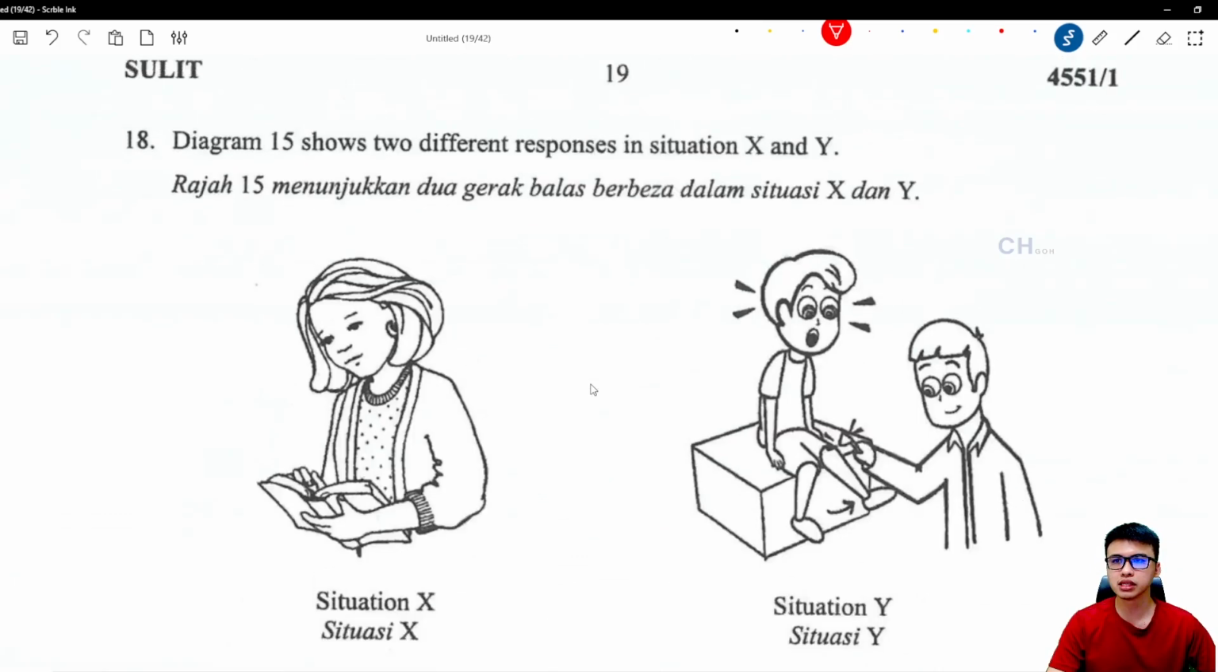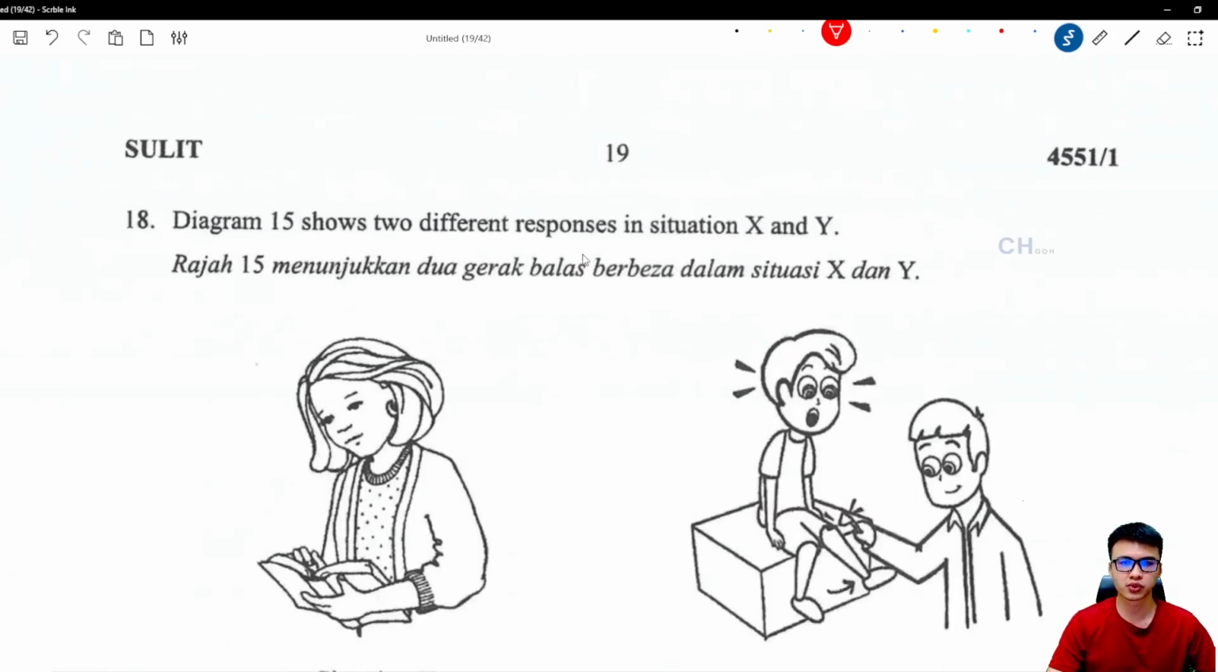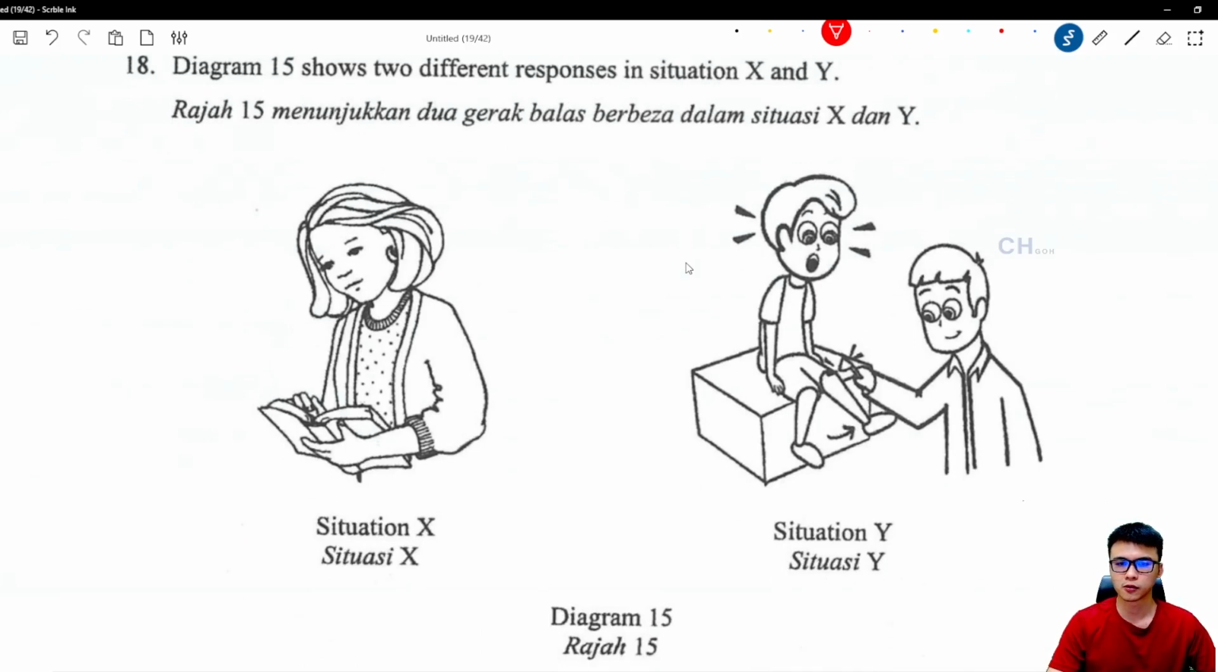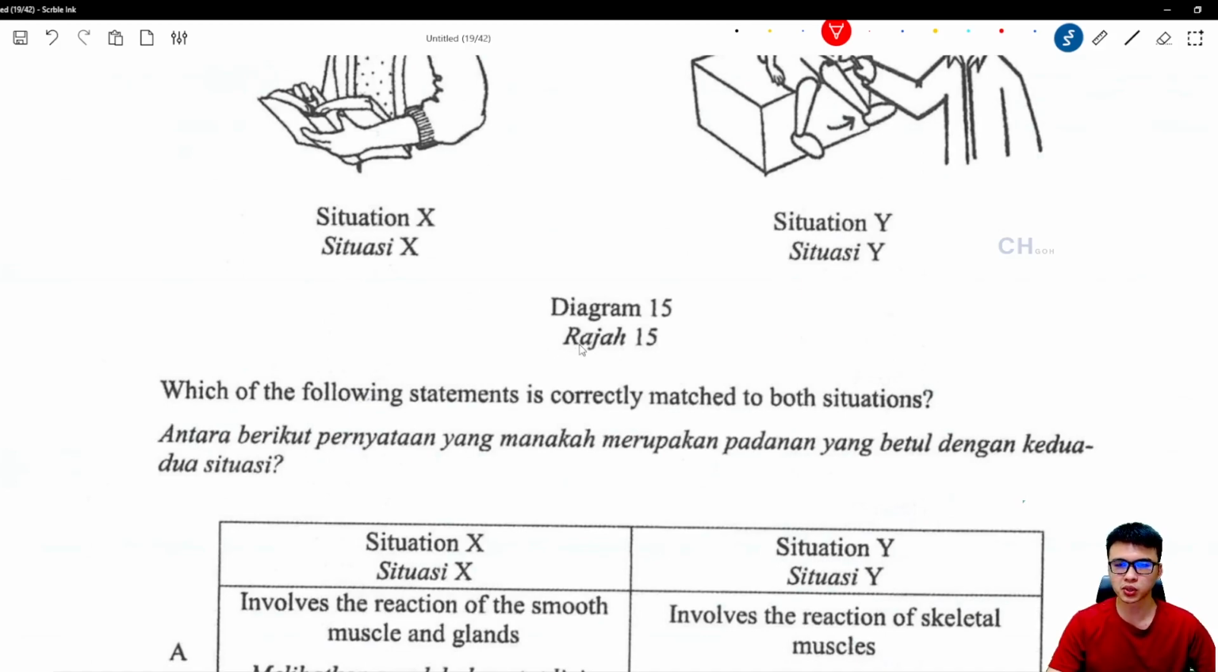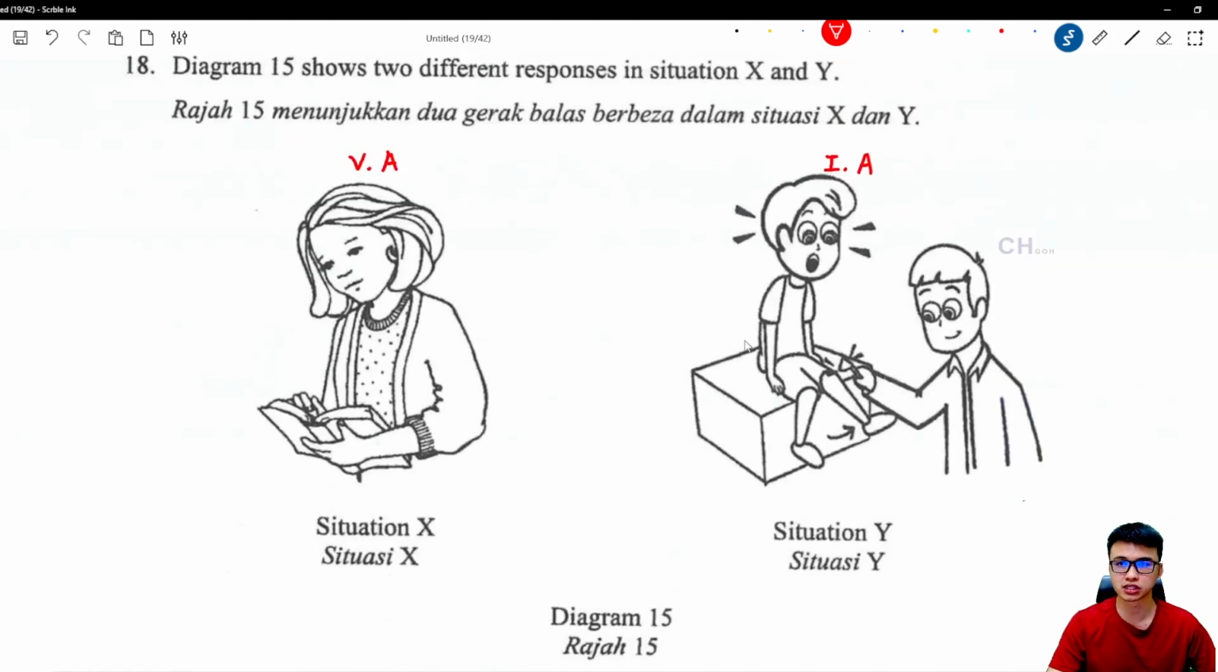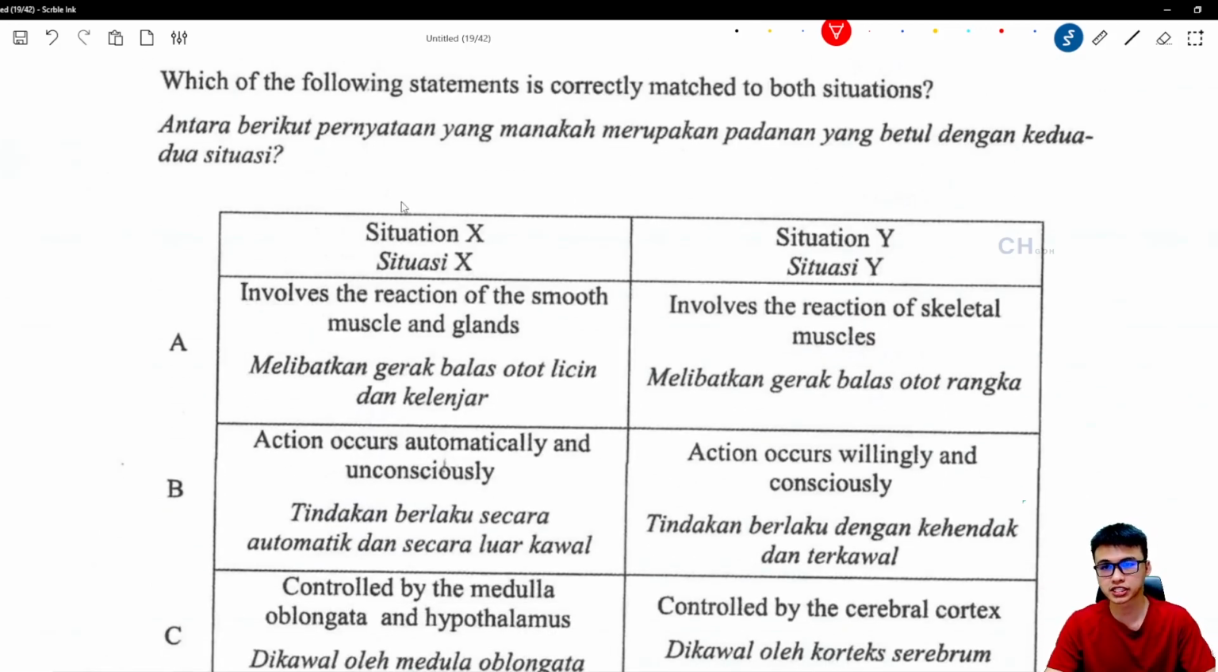Question 18. Diagram 15 shows two different responses in situations X and Y. Reading a book is a voluntary action. Knee-jerk is an involuntary action. So which of the following is correctly matched to both situations? Okay, so X is a voluntary action and Y is an involuntary action. Voluntary action doesn't involve smooth muscle, guys. Smooth muscle is always in charge of involuntary actions.